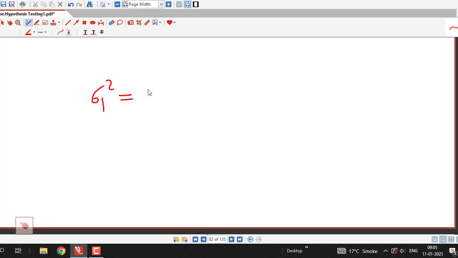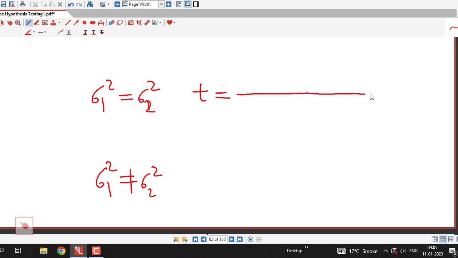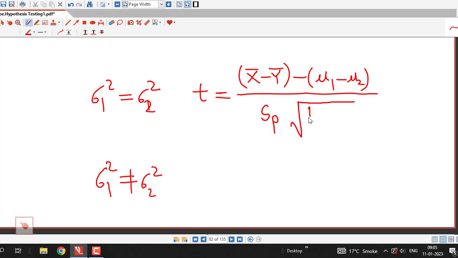One situation is that population variances are equal and another situation is they are not equal, and in both the situations we have different statistic for testing the null hypothesis. If we have equal population variances, then t statistic is x bar minus y bar minus mu1 minus mu2 divided by pooled standard deviation times square root of 1 over first sample size plus 1 over second sample size.